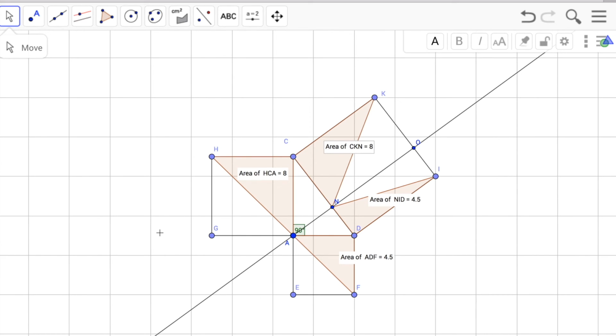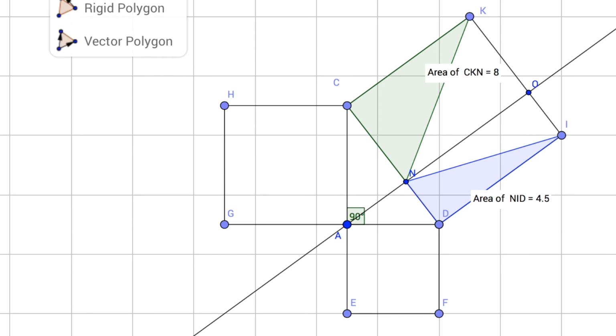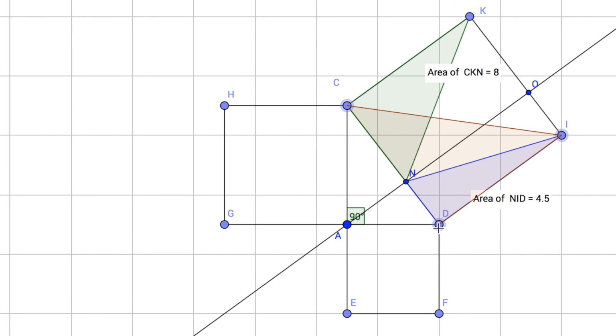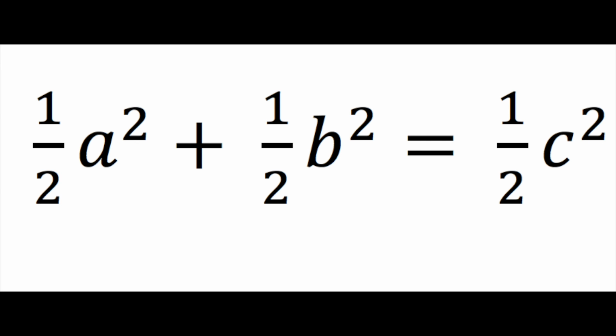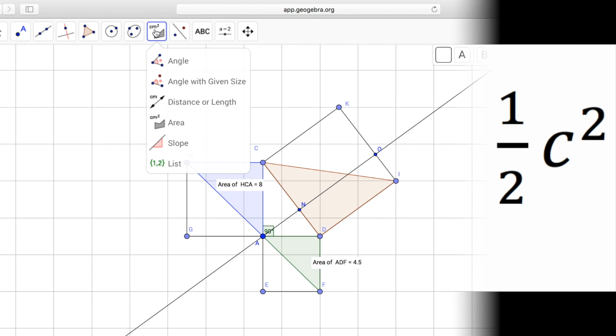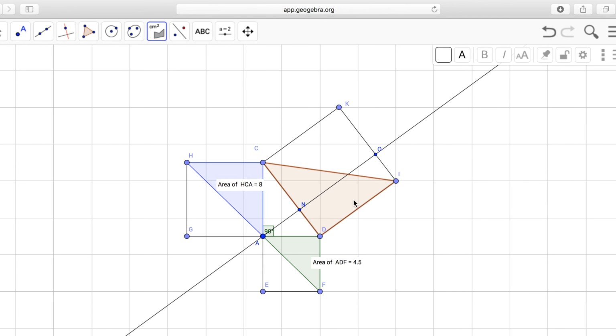Now that we have shown that triangle CKN and triangle NID are equal to half the area of the squares HCAG and ADFE, we can visually see that triangle CKN and triangle NID make up half the area of the full square CDIK. This concludes the bride's chair proof that half the area of one side square plus half the area of the other side square is equal to half the area of the longest side square.